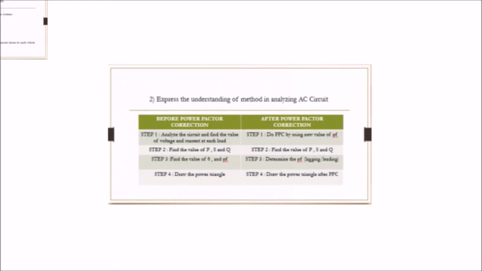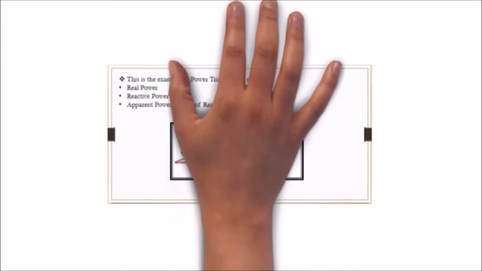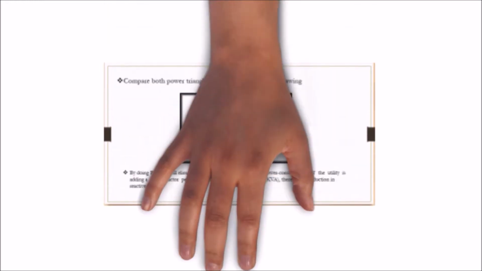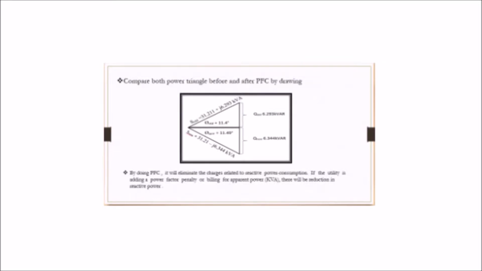There are big differences in terms of step. This is the example of power triangle that shows real power, reactive power. Apparent power equals the sum of real and reactive power. We will compare both power triangles before and after PFC by drawing.